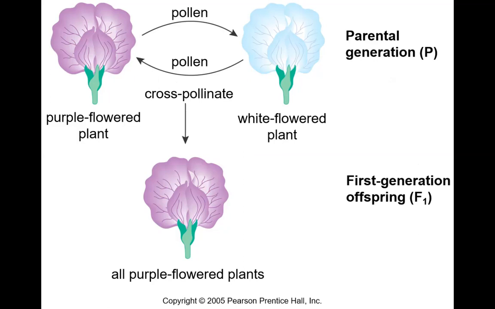He cross-pollinated these two flowers, and then he watched to see what kind of flowers would be produced in the next generation. We call these two original flowers, where we got the pollen from, the parental generation, and we designate it with a capital letter P. The offspring that the parental generation produces, we call the first generation offspring, and we designate it as F1. The results of this experiment show that all of the flowers in the next generation turn out to be purple.